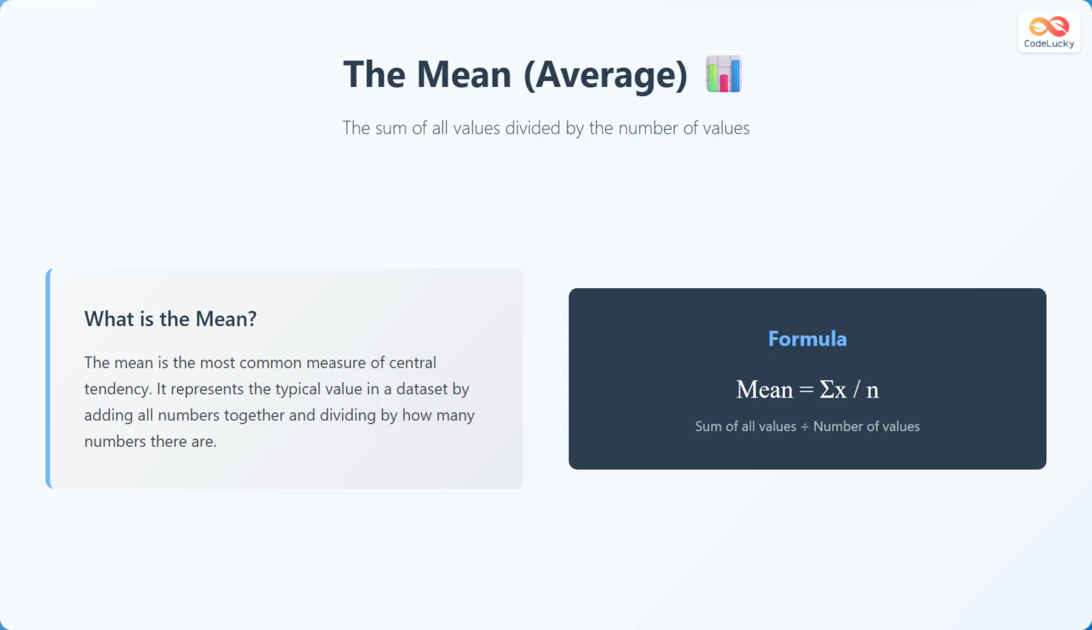Mean equals sigma x divided by n. In simpler terms, it is the sum of all values divided by the number of values.